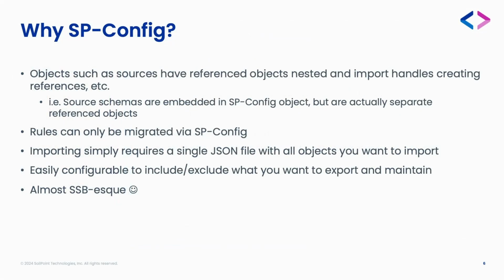Next, it's easily configurable to include or exclude what you want to export and maintain, right? We're creating all sorts of objects in our IDN tenants: transforms, rules, sources. There might be some out-of-the-box stuff, some default transforms that we don't necessarily want to export and maintain because we know they're there out of the box. We don't need to export them out. So the SPConfig export process allows you to easily include or exclude what you want to export.